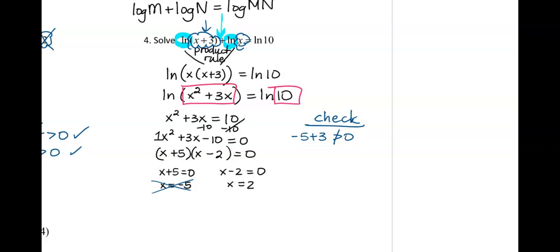Now let's check the potential solution of x is equal to 2. I'll plug that into the first logarithm, replacing x with 2. We have 2 plus 3, which is greater than 0, so that's valid. We also need to check it into the other logarithm that has x on the inside. Just replacing x with 2, 2 is greater than 0, and so x is equal to 2 is a valid solution.